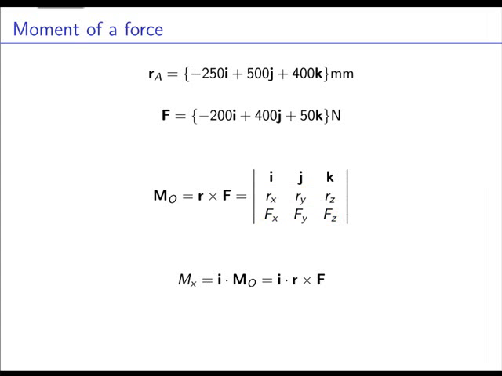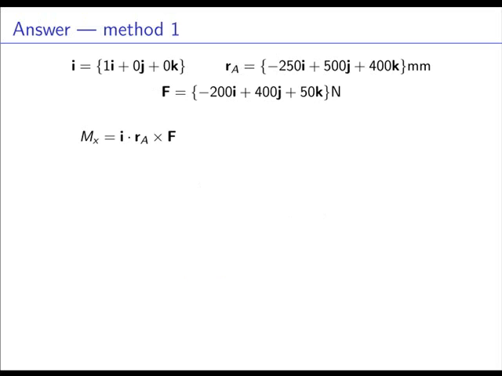The question asks us to find the component of M about the x-axis. To do this, we use the fact that the x component of M is found by taking the dot product of i, which represents the positive x direction, with MO. There are two possible approaches, and we will illustrate both of them. Using the first method, we can use the triple scalar product to find the moment of F about the x-axis. In the triple scalar product, we use the unit vector i to represent the positive x-axis, and the moment of F about O is given by RA cross F.